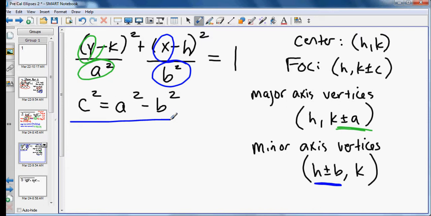And just one more reminder, the issue is not which term is written first. We're adding the x and the y terms, so it doesn't matter what order we write them in. What matters is which one has the bigger denominator. So our first example was when x had the bigger denominator. For this one, we're looking at when the y has the bigger denominator.